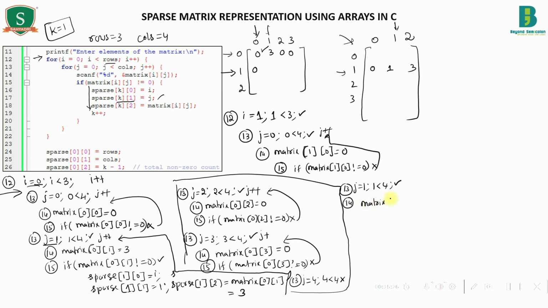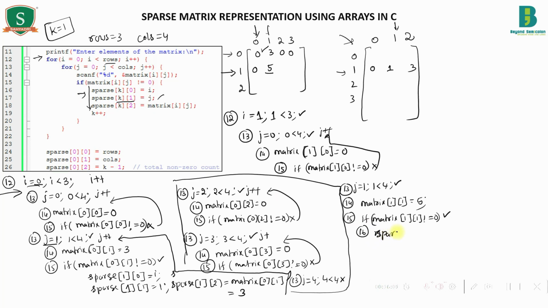Matrix of i value is 1, j value is 1. That means first row, first column. If I assign the value 5, then in the first row, first column, 5 is assigned. And 15th statement: if matrix of 1 comma 1 is not equal to 0. Yes, it is not equal to 0 because the value 5 is there. It enters the if condition and executes statements 16, 17, 18.